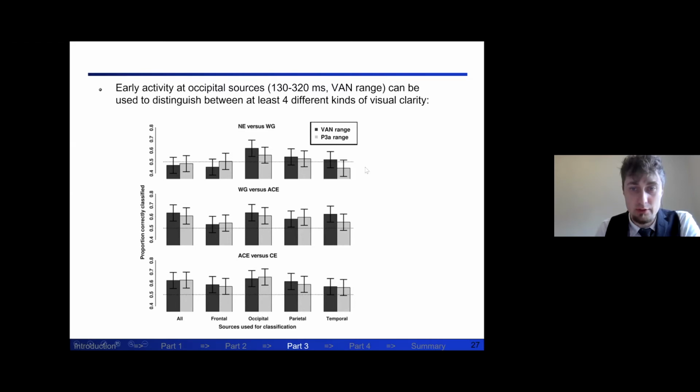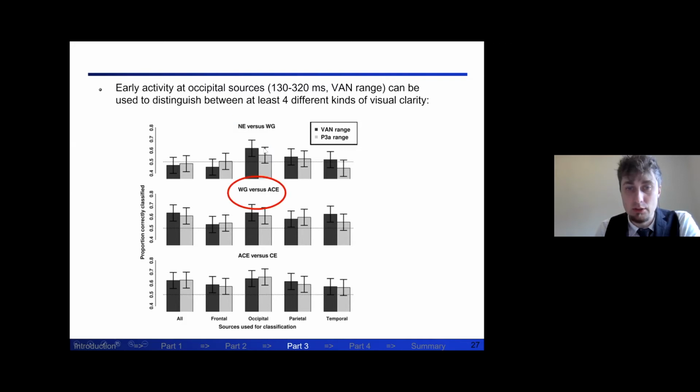So each of these subplots here denotes the type of decoding. So here he's decoding no experience, so pass rating 1, to weak glimpses, pass rating 2, and he does that either using all sources or only frontal, occipital, parietal, and temporal sources. And what you can see for this is that the highest accuracy is for occipital sources.